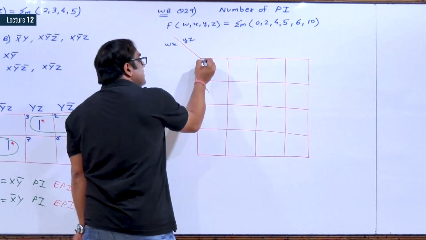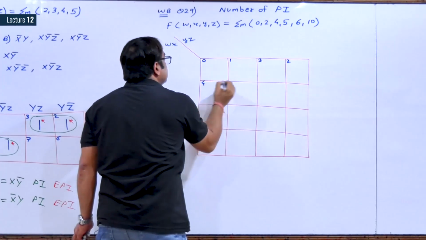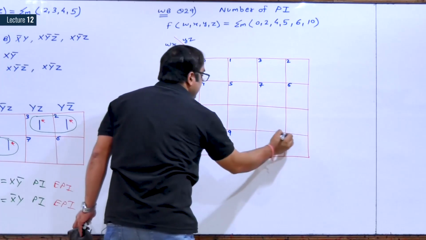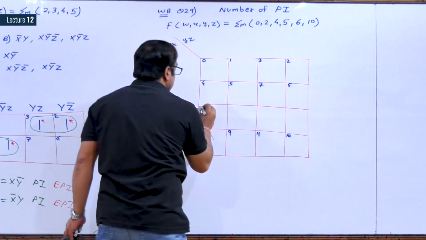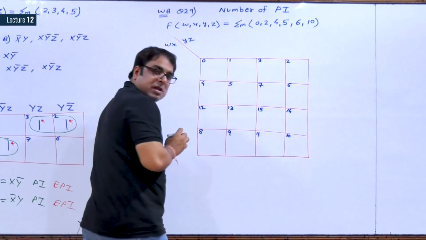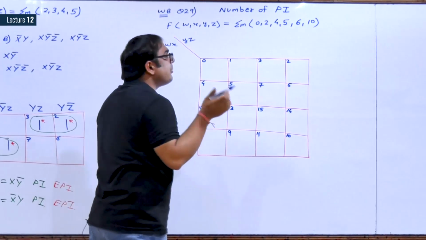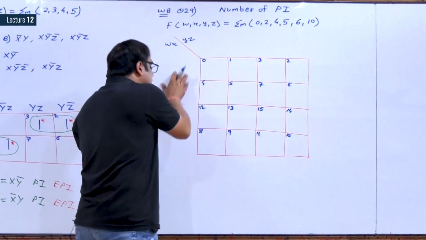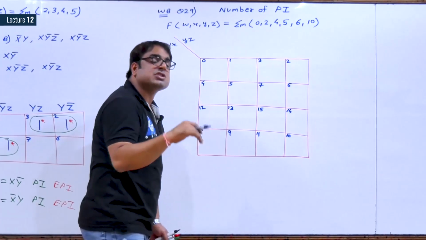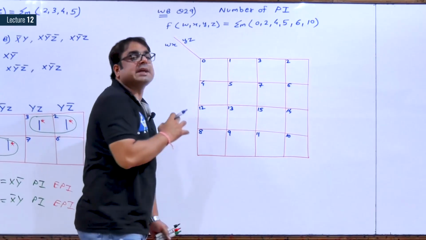The most important is cell numbers 0, 1, 2, 3, 4, 5, 6, 7, 8, 9, 10, 11, 12, 13, 14, 15. This side is WX, this side is YZ. For the number of prime implicants, there is no need to fill in this variable form, but we are also going to find a list of prime implicants and a list of essential prime implicants. So I am going to write these things.